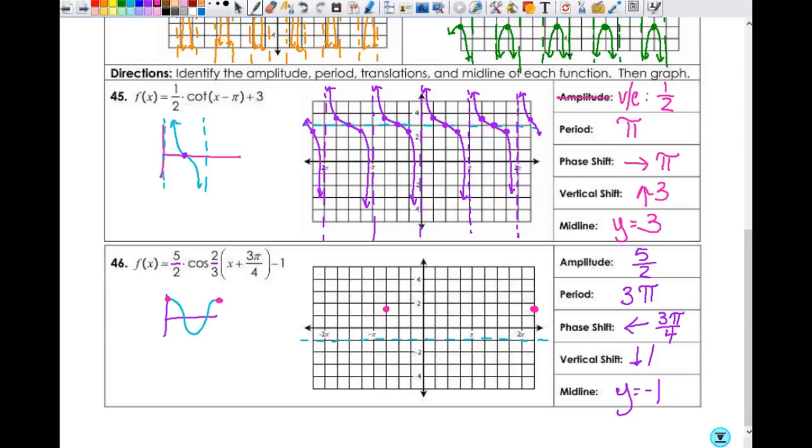So halfway in between those two is the minimum. So that's 3 pi, so it'd be 3 pi halves, which is 6 pi fourths. So I can go 1, 2, 3, 4, 5, 6. But then from my midline, I go down 2.5. And there you go. So then halfway in between those two, and I have 1, 2, 3, 4, 5 lines. So I go 1, 2, 3, and I'm here.